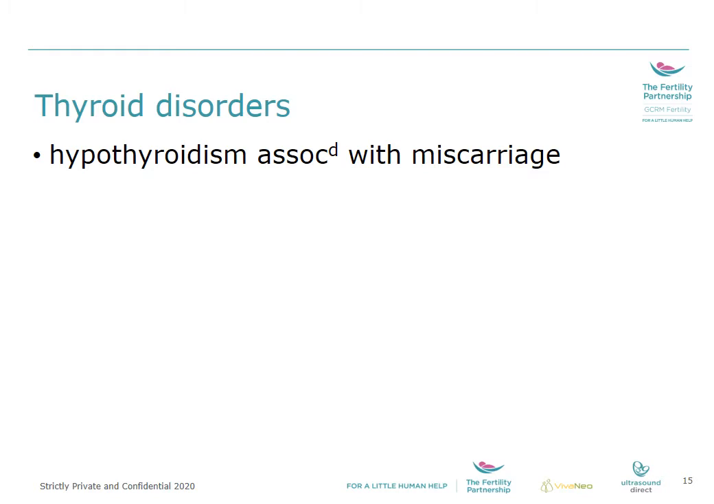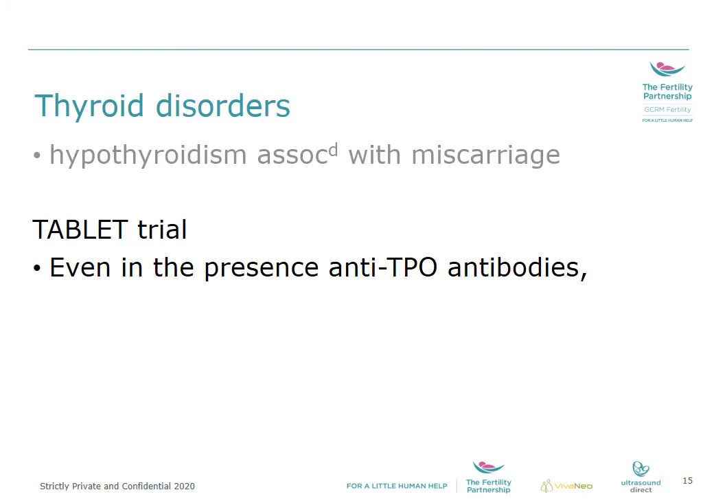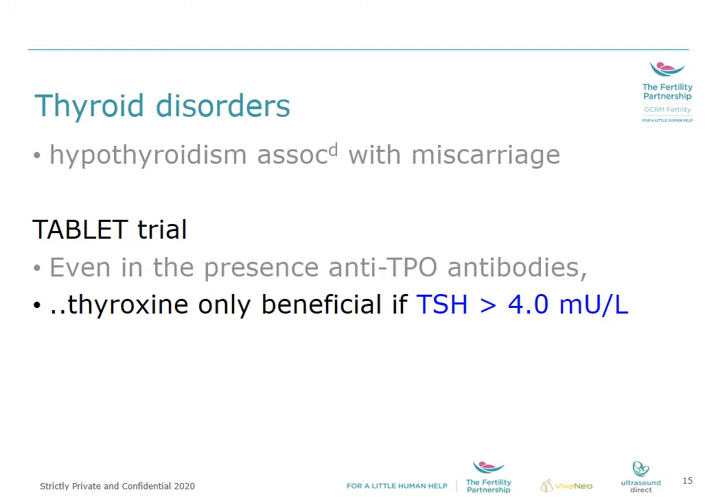We know that a low thyroid level, so hypothyroidism, is associated with an increased risk of miscarriage. And the TABLET trial, which was a UK trial, and it's the largest to date, showed that even in the presence of anti-TPO antibodies, so these are thyroid peroxidase antibodies, giving thyroxine was only beneficial if the TSH level was greater than 4 milliunits per litre.